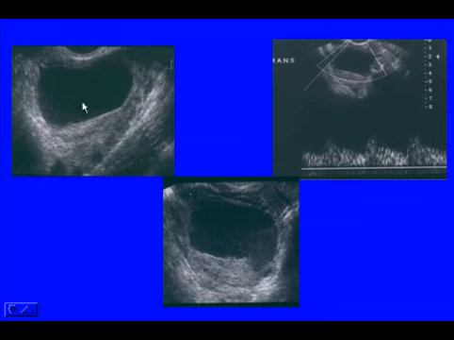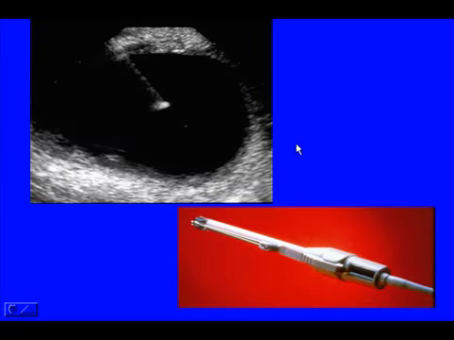Another case of ovarian cyst, and you can see nicely that the cyst is surrounded by ovarian tissue, longitudinal, transverse. You can see nicely the ovarian tissue, and in the periphery it's a low resistance waveform, probably due to the luteal phase of the cycle.